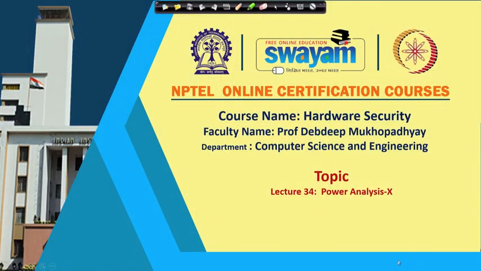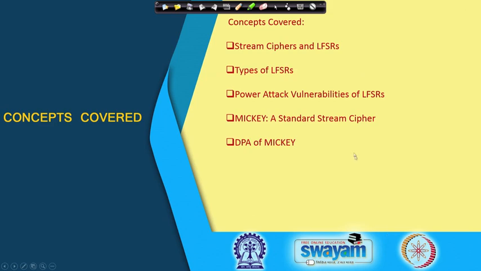So, welcome to this class on hardware security. Today we shall be trying to see how power attacks can be applied on a primitive called stream ciphers. In particular, today we shall be talking about stream ciphers and a very important component in stream ciphers, which are called LFSRs or linear feedback shift registers.